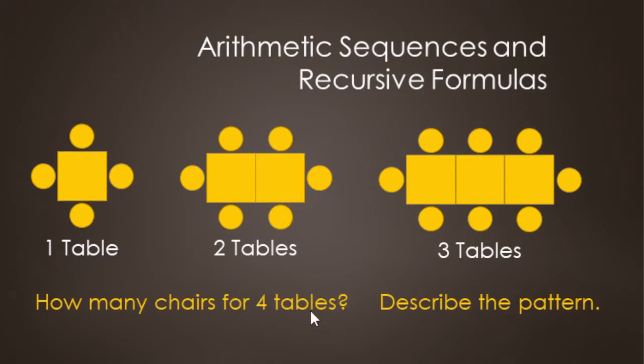So if we have 4 tables, that would make 4, 6, 8, 10. For 4 tables, there would be 10 chairs around. So for each table that you add on to the end here, and you add another one there, you're going to add 2 more chairs. So one table starts with 4 chairs, and then for each additional table, you end up with 2 more chairs.